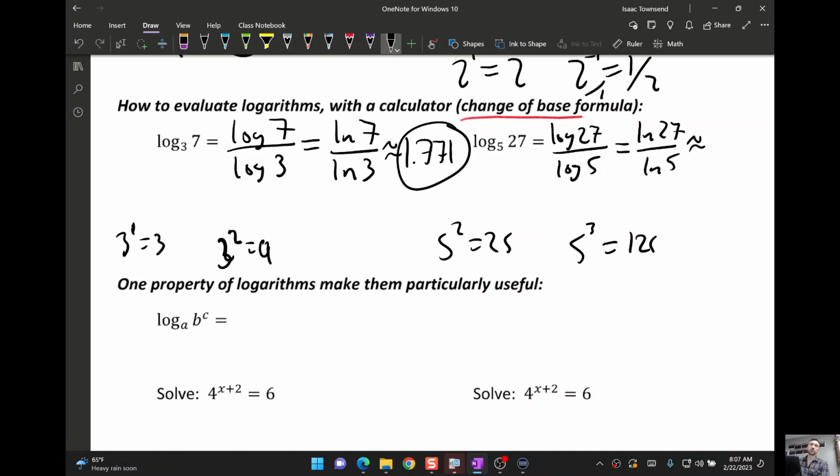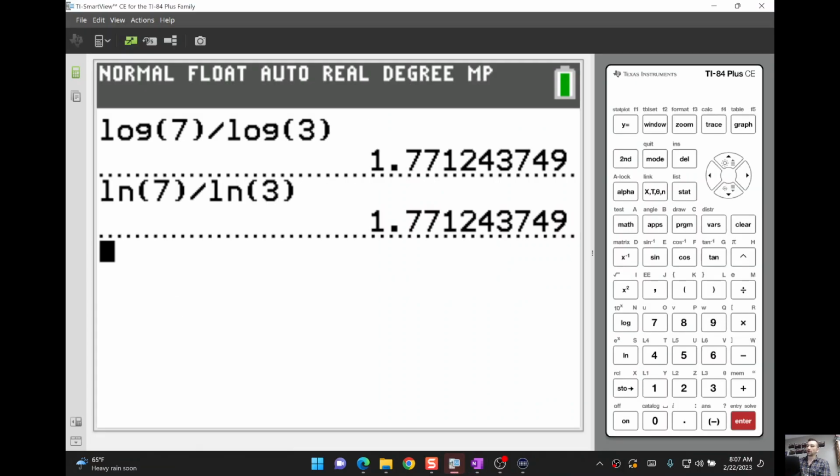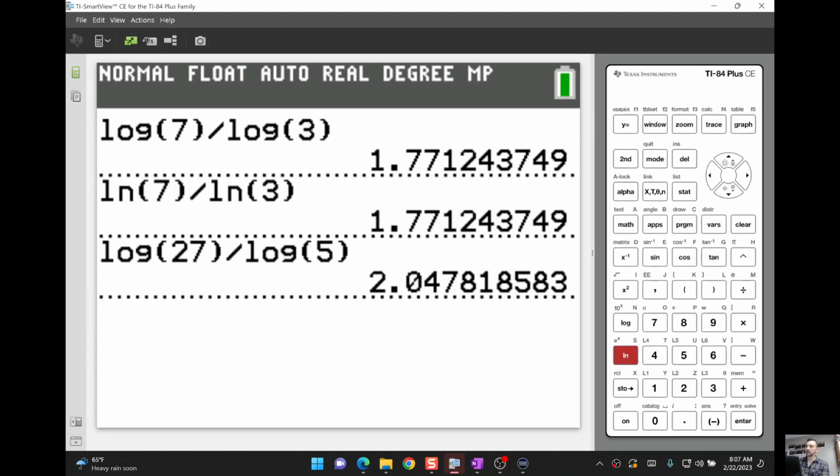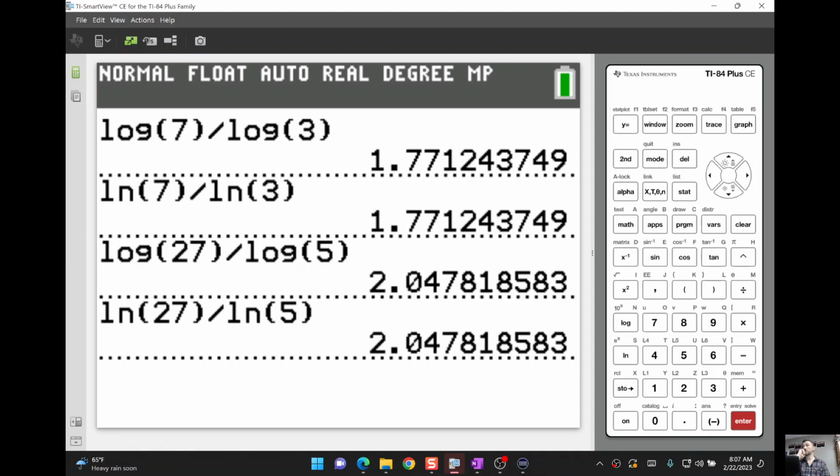It actually doesn't matter which base you use, it's just that 10 and e are the ones that are programmed in our calculators. I'm going to type both in just to fully convince you that it doesn't matter which way you use it. About 2.048.